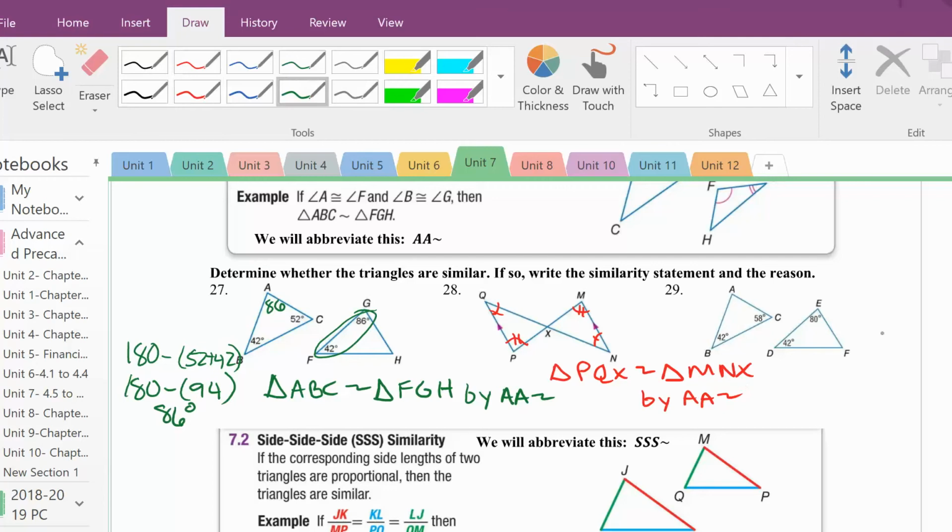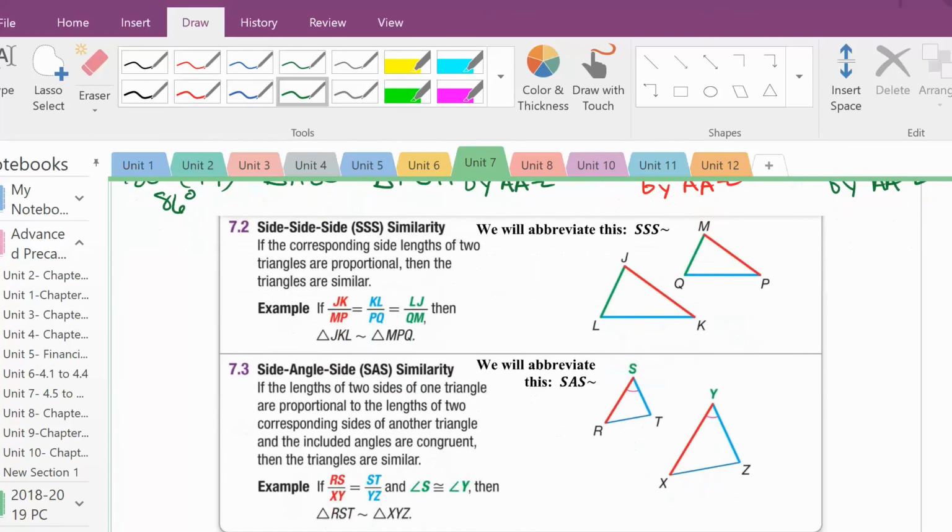And the last one, 58 plus 42 is 100. So then this is 80. And notice now you have two angles of one triangle congruent to two angles of the other. So triangle ABC is similar to triangle EDF, and that's angle-angle similarity.